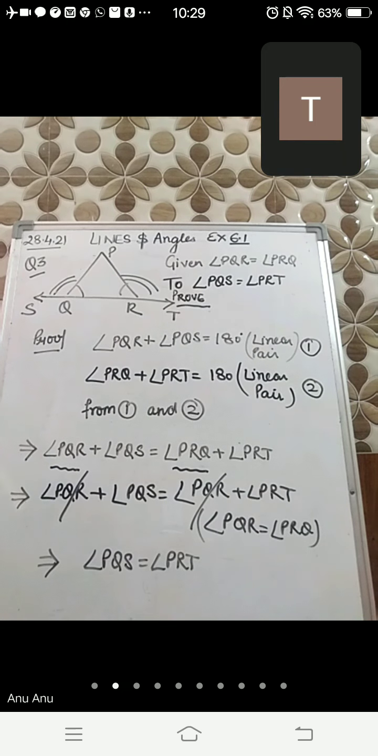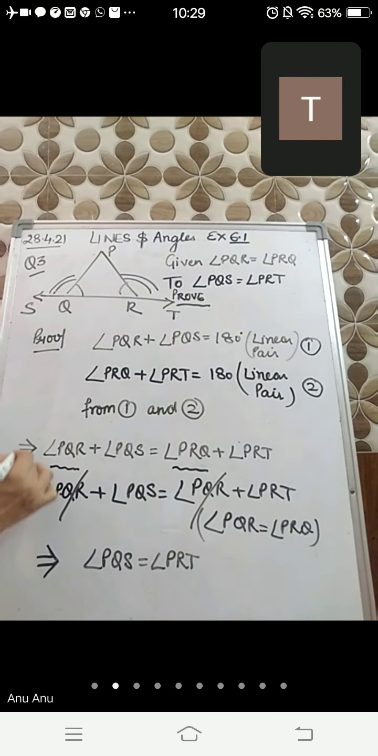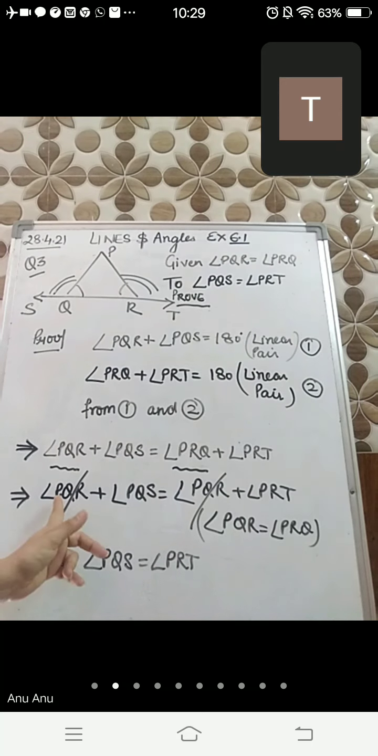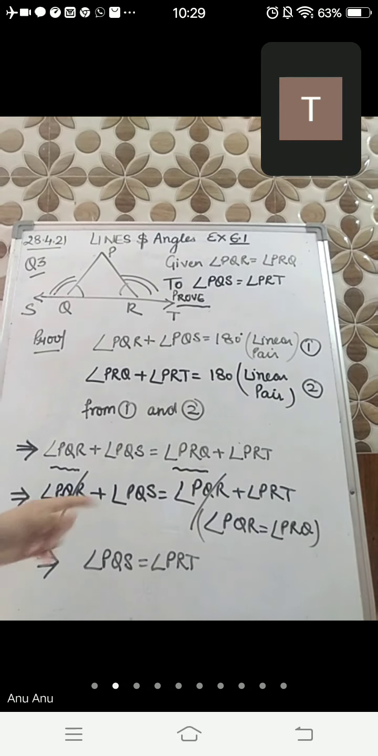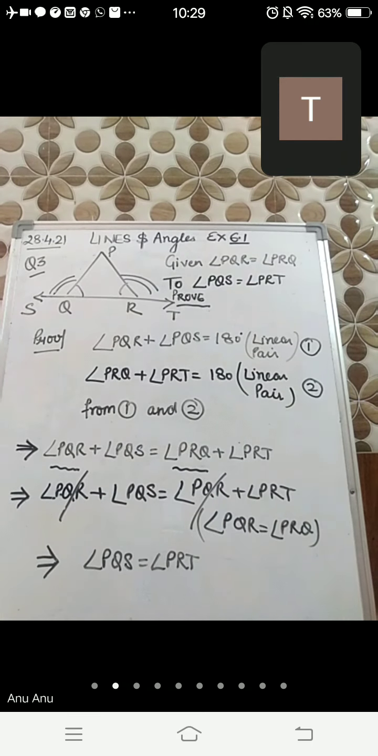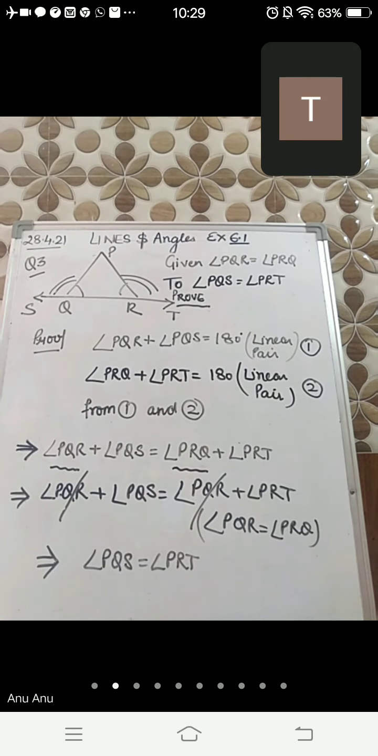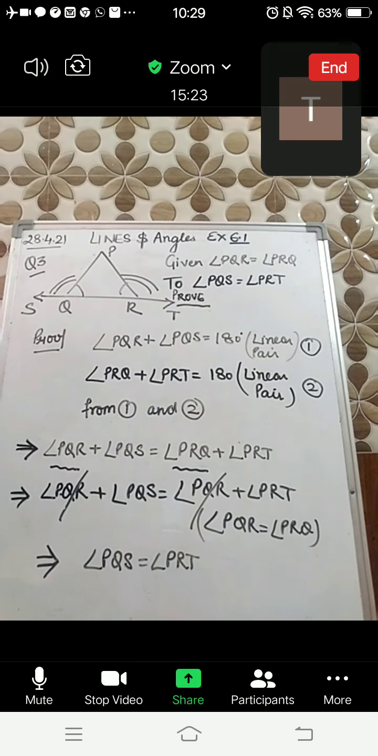Is this clear, beta? Any doubt? This is the reason that I have written. If they are equal, I have cancelled them out. When you shift this to the left side or this to the right hand side, one will be positive, one will be negative. Both are the same, so I have cancelled out. The remaining two angles are equal. Is this clear, beta?